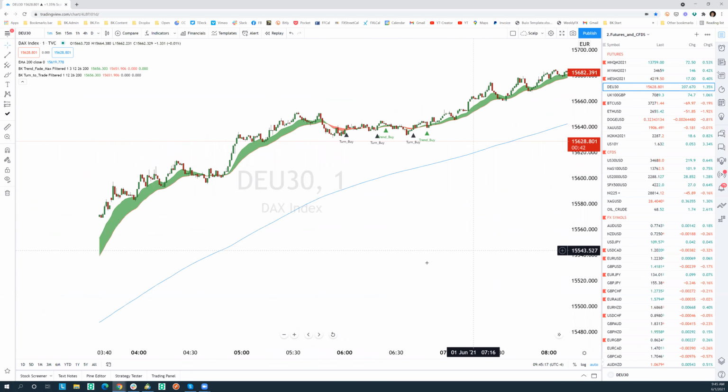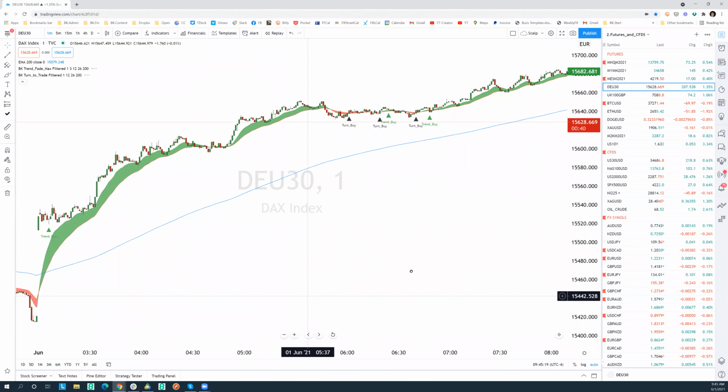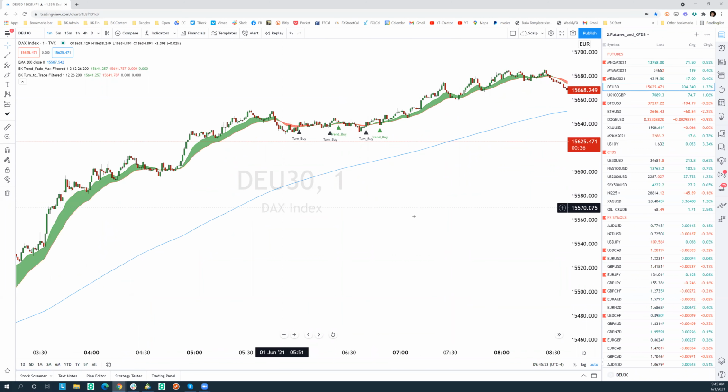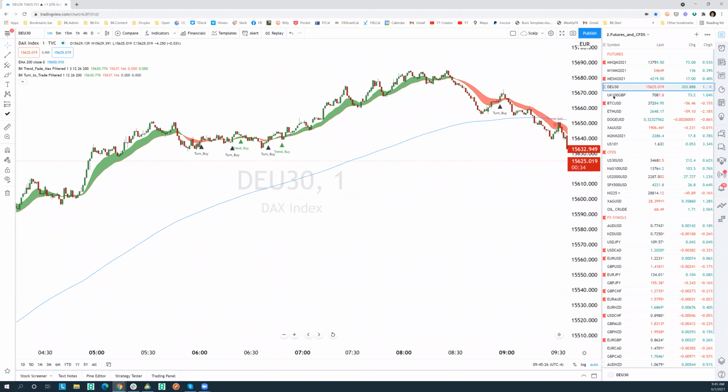All the way out here, the German was very, very strong. Trend signal here, turn buy signals over here, all very good. How's the UK? UK is up 1% today, so that's really strong.